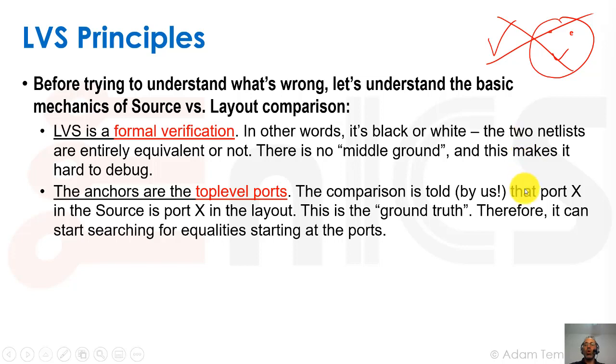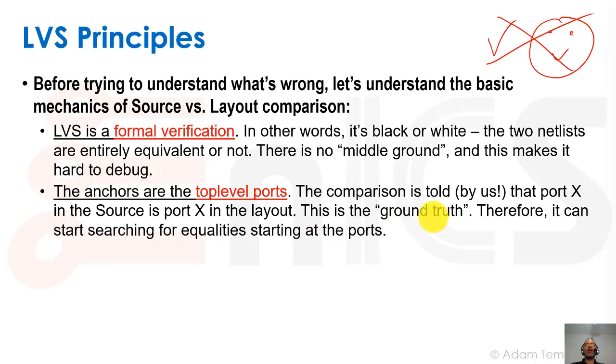The comparison is told by us that port X in the source is port X in the layout. So we're going to have our source and our layout, and we're going to give top level names. We're going to say this port is X or whatever, in 1 or in 2 or whatever, and in the layout it's over here. That's where it starts. That's our ground truth. LVS starts from there. It assumes that that's true, and if it's not true, then nothing's going to work.